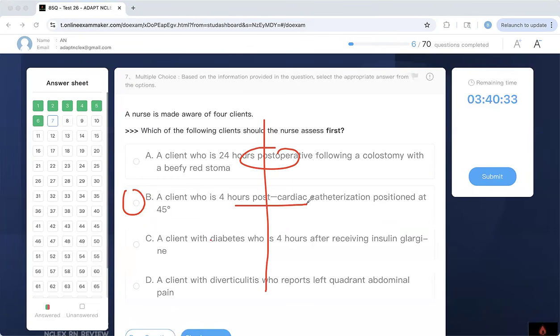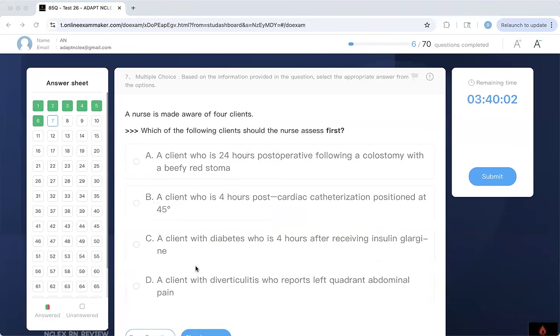Post-cardiac catheterization, you should never be positioned supine. That's hemorrhage. Keep the leg and body flat. You can raise the head up but still flat. 45 degrees can create hemorrhage, hematoma in the groin. If you have colostomy and it's 24 hours, it's beefy red, it's an expected finding. If you have diabetes, I give you glargine, it's long-acting. I should not worry about what? Hypoglycemia. If you have diverticulitis, you're supposed to have left lower quadrant pain.